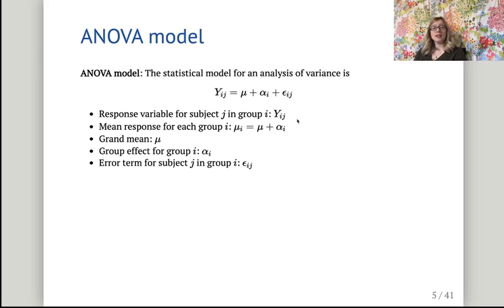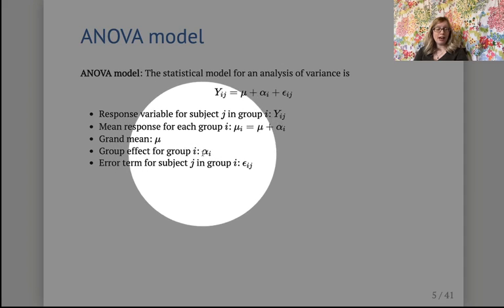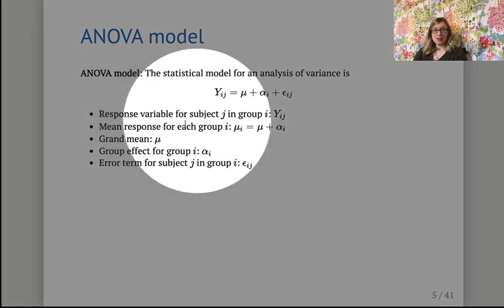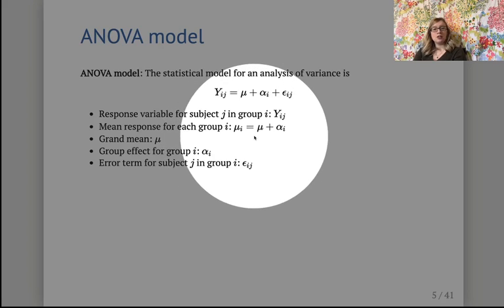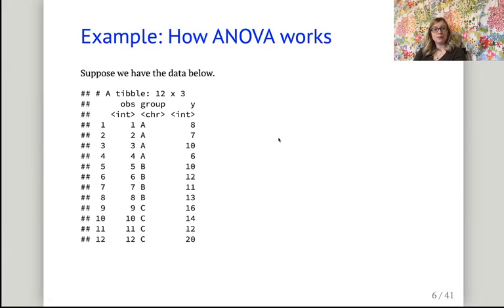We're assuming that each of these observations can be written in three parts. We have an overall mean, a grand mean mu. We have a group effect for group i, alpha i, and then we have some error term representing the individual variability from group to group. Each group then has its own average. We call that mu sub i. That's equal to the overall mean, or the grand mean mu, plus the group effect.